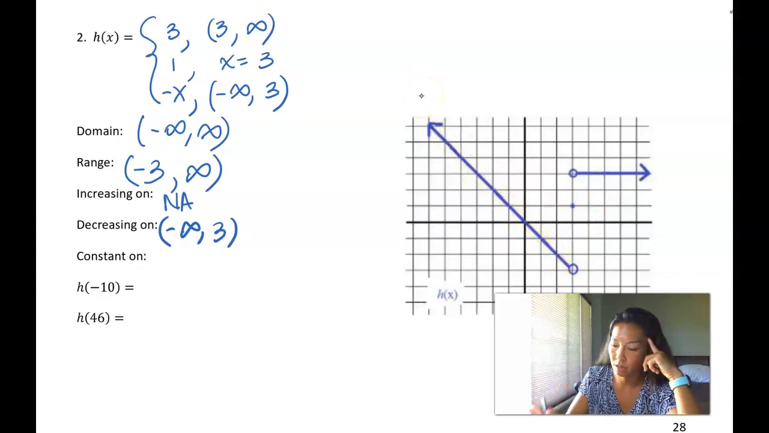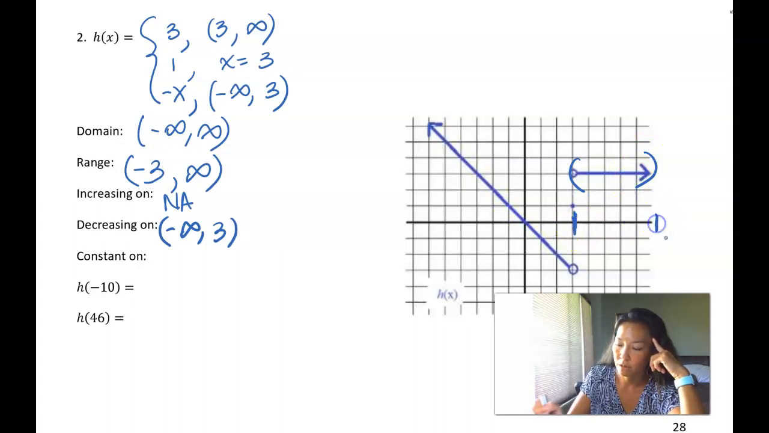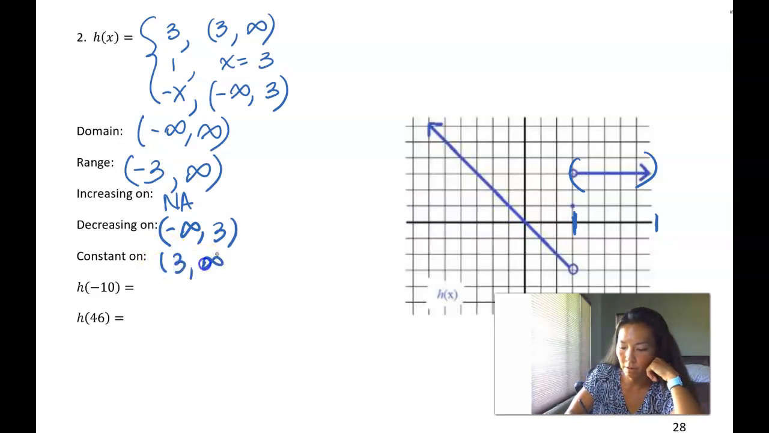Okay, and then where is it constant? Looks like it's constant on this interval. What is this x value to that x value? Starting from 3 to infinity.